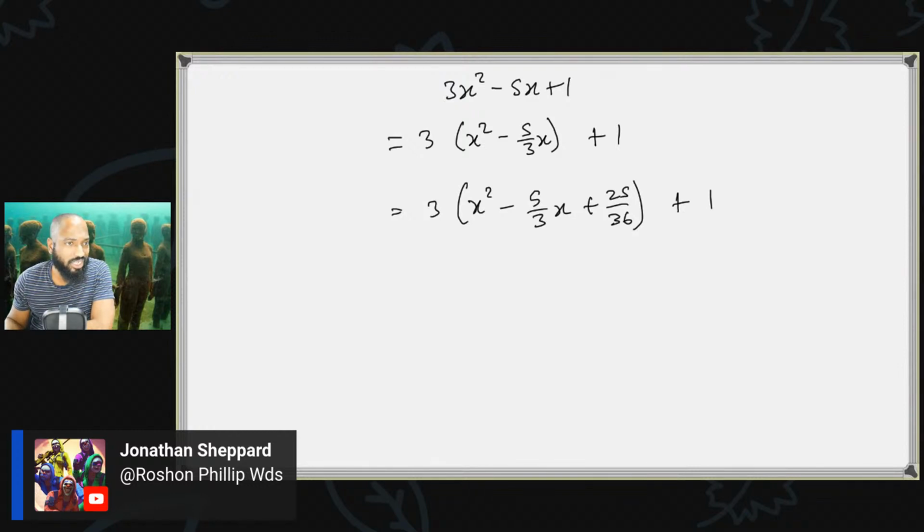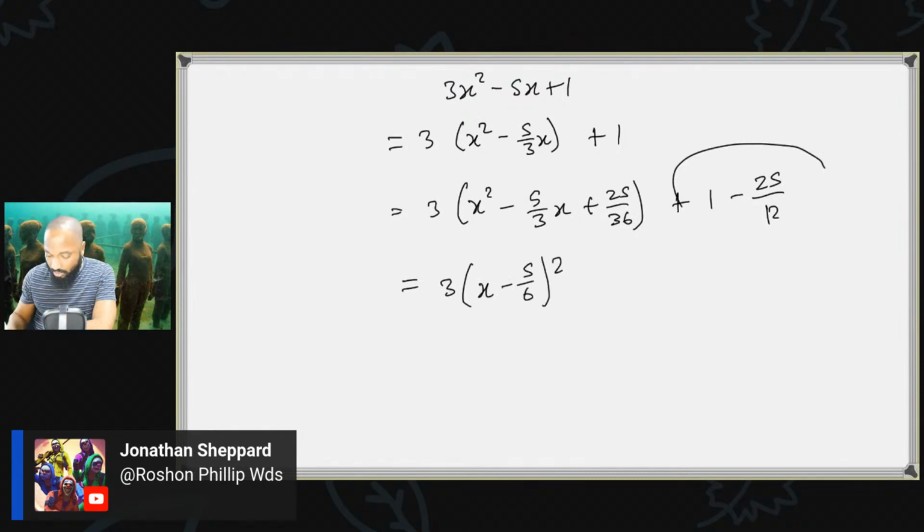Now, Jonathan says a tangent is a line that just touches the circumference of a circle. It doesn't necessarily need to be a circle alone, eh? Any curve. Now, we just added 25 over 36 here, so we need to take back out 25 over 36. Nope, 25 over 36 by 3. So it'll be like 12. Right? And now we'll end up with 3 times x minus 5 over 6, squared. Let me work out that whole thing again. Was it minus 13 over 12?